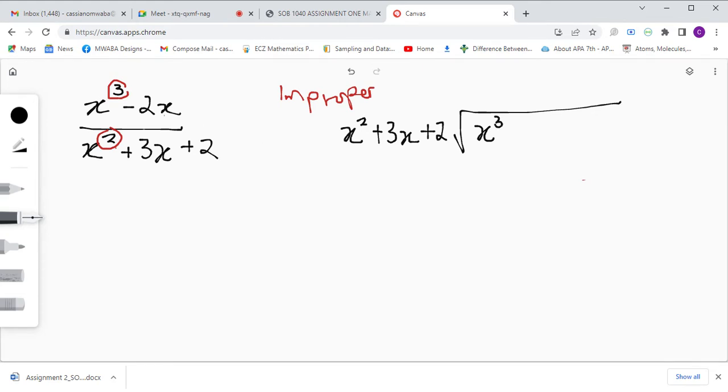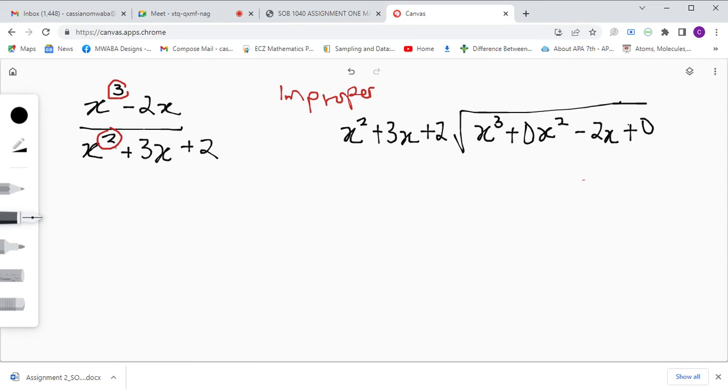We do not have a coefficient for x squared, I mean, we do not even have an x squared here. So we're going to put plus 0x squared, minus 2x, and we'll put a plus 0 in case we have a remainder with a constant. So we just put a plus 0 just in case.